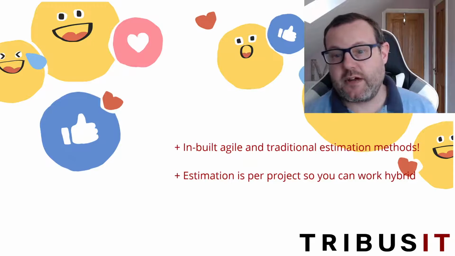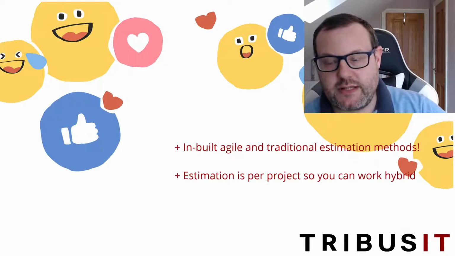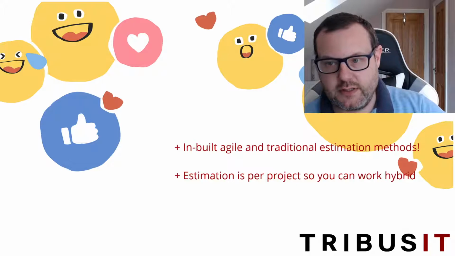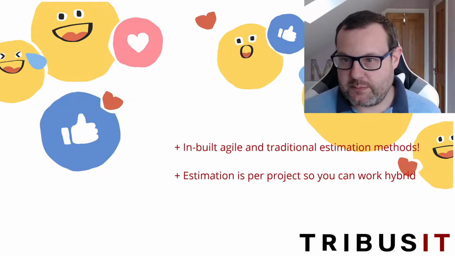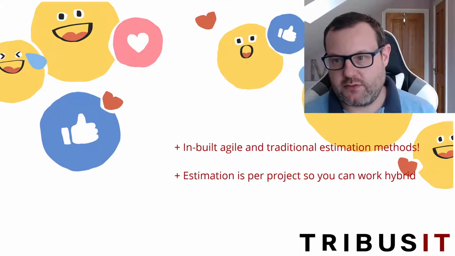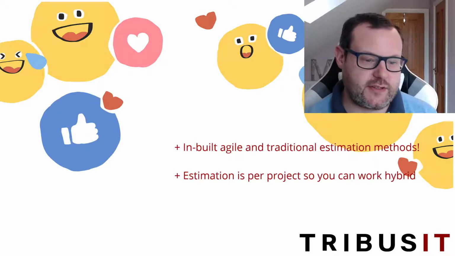So benefits of that, hopefully you saw there that we could support agile and traditional estimation methods. Also, that's on a project level, so we could have a hybrid approach where we've got some teams that are working agile Scrum using points, and we've got some that are using traditional hours, minutes, days, etc., and they can coexist in the same Jira instance.